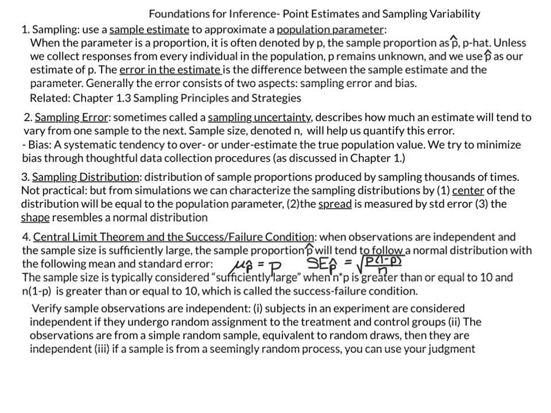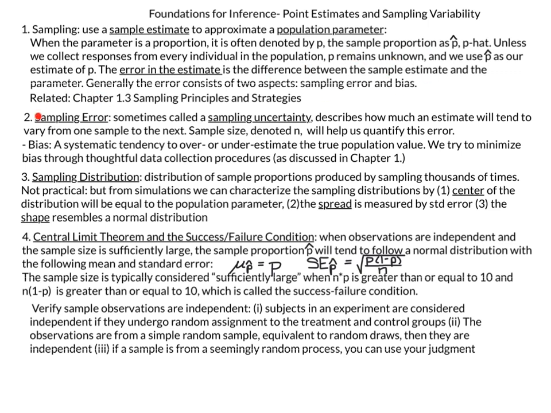To review what we covered in this video, we talked about sampling and using a sample estimate to approximate a population parameter. So when a parameter is a proportion or a percentage, it is often denoted by p, and the sample proportion is denoted as p hat. Unless we collect responses from every individual in the population, p is going to remain unknown. But we will use p hat as our estimate of p. And the error in the estimate is the difference between the sample estimate and the parameter. Generally, the error consists of two aspects, sampling error and bias.